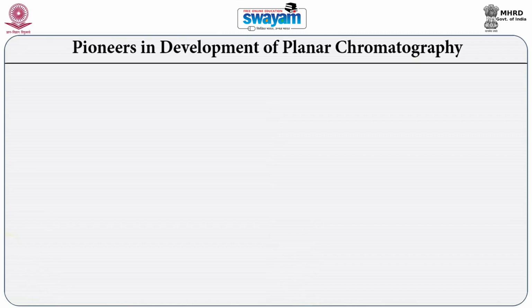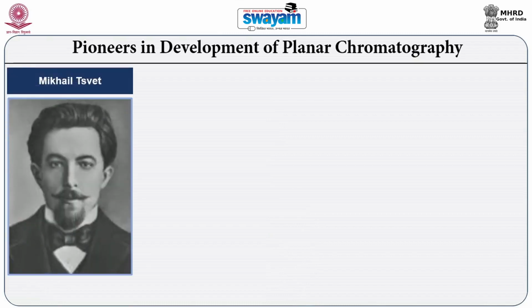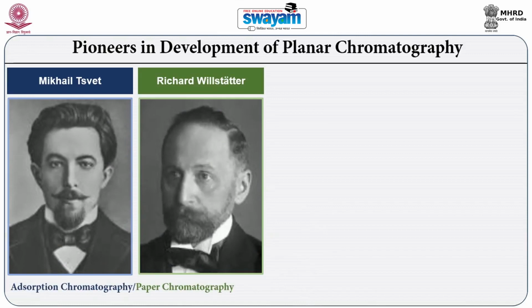And even now, we continue to find ways in which either the separation process or the development process or the quantification process can be improved in different ways. Some of the pioneers in its development were, as I previously mentioned, the Russian botanist Michael Sweat. Then there was Richard Willstatter, who published on paper chromatography. In fact, Sweat started his work on columns. So he was using columns of calcium carbonate to separate colored pigments from plant extract.